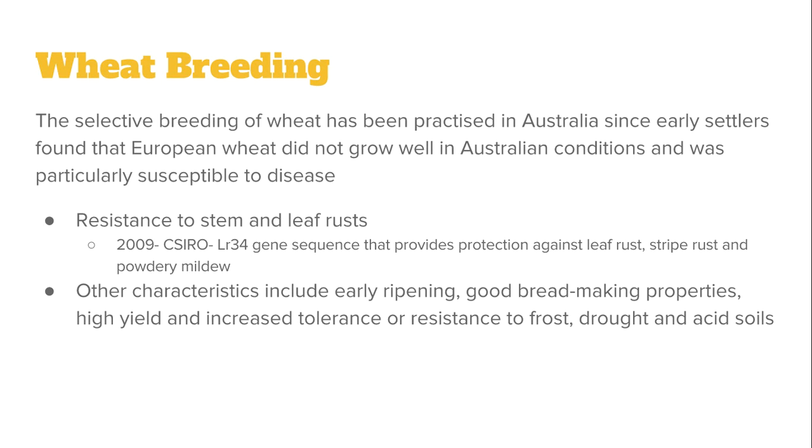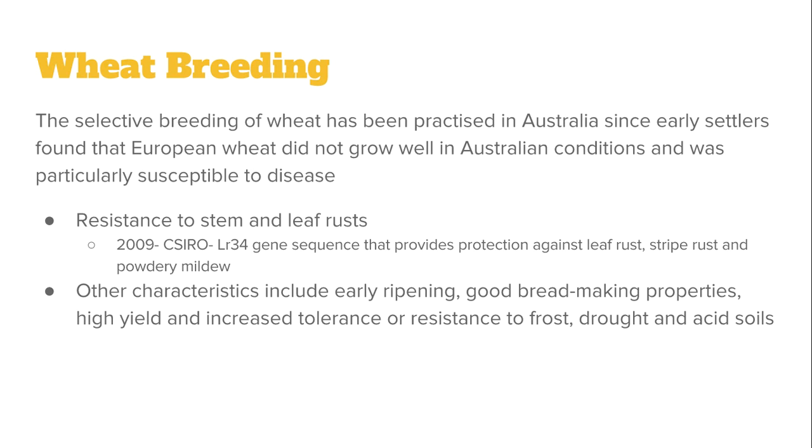So, one of the first examples that is used in agriculture is wheat breeding, and it's the selective breeding of wheat to ensure that it has a specific characteristic. So in Australia, it's been practiced for a long time since early settlers found that European wheat did not grow well in Australia and they were particularly susceptible to diseases. So they wanted to have wheat that was resistant to stem and leaf rust.